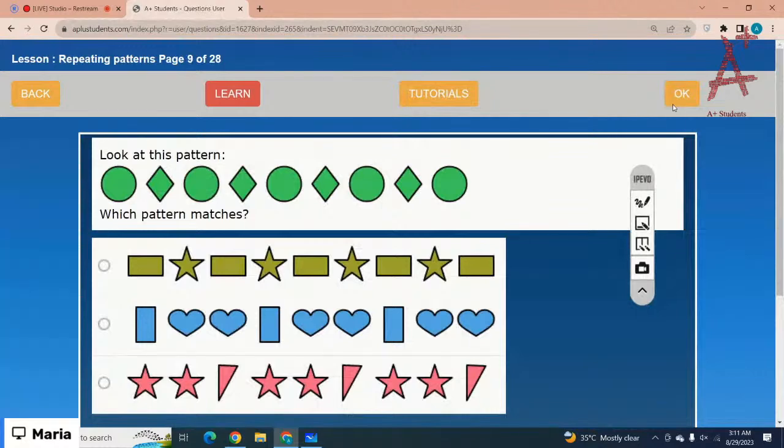Look at this pattern. Which pattern matches? So which is the correct option? So the correct option is option number 1, right?